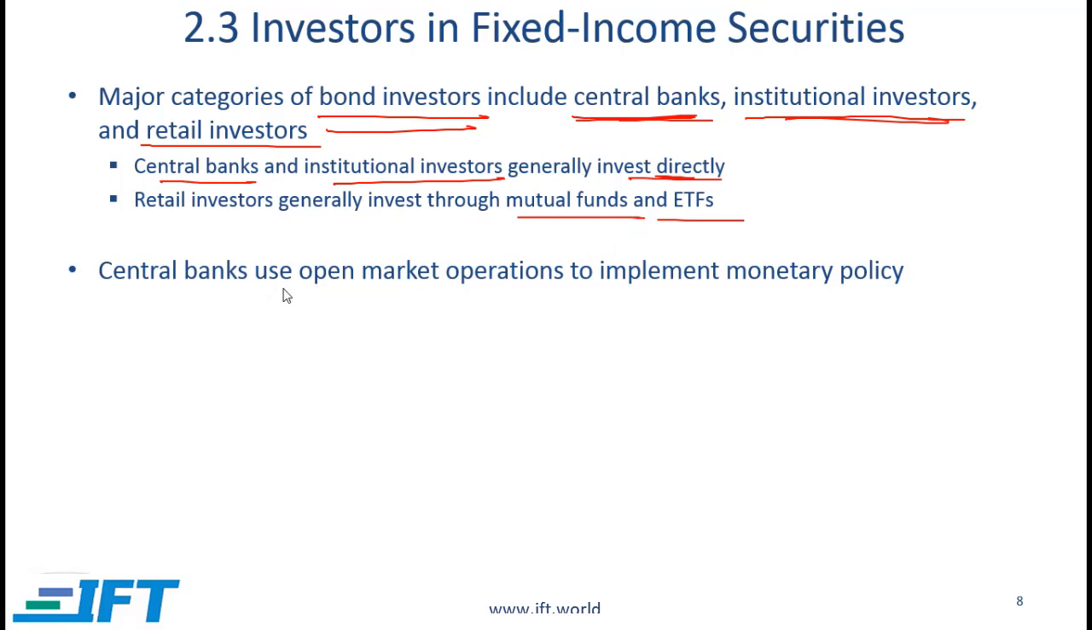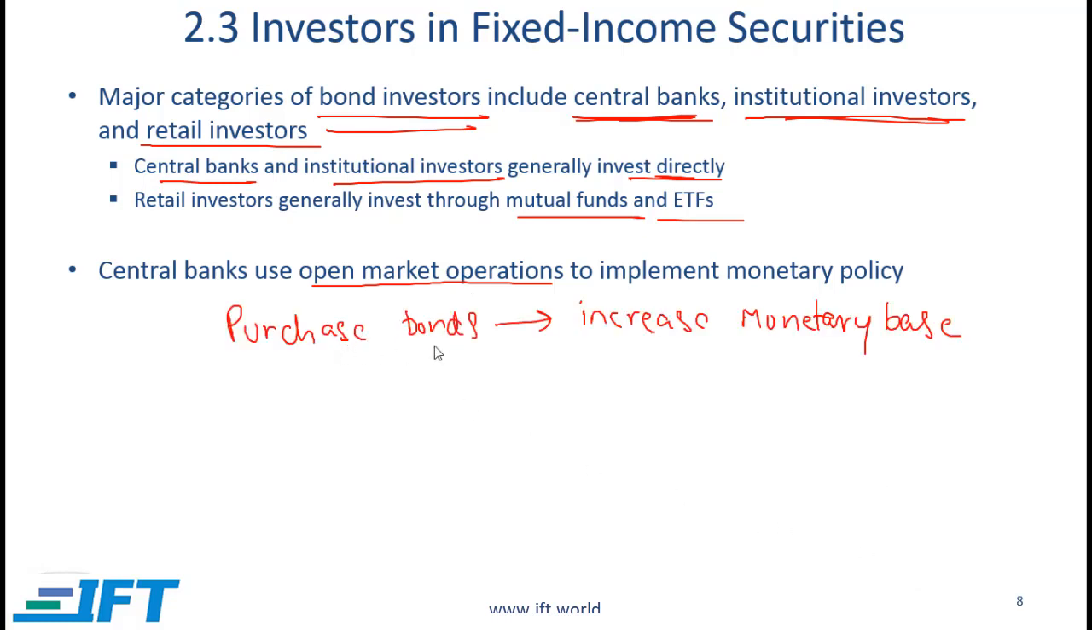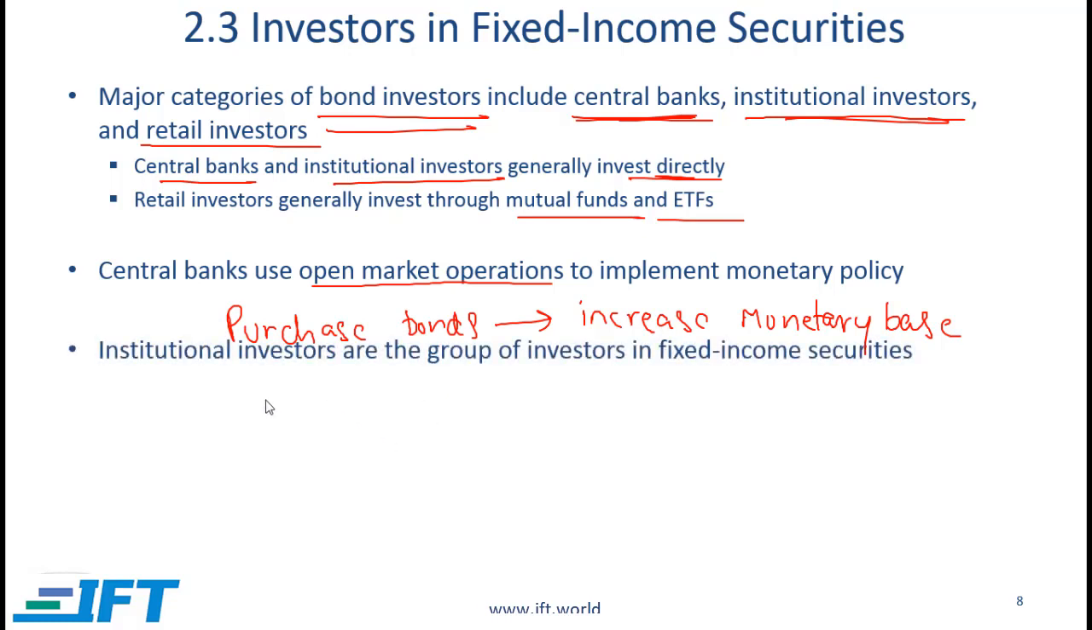Central banks use open market operations to implement monetary policy, and we've seen this in detail in economics, where central banks purchase bonds to increase the monetary base, and here we are talking about the bonds in a given country, so the domestic bonds. Or the central bank could sell bonds and reduce the monetary base. Institutional investors are the largest group of investors in fixed income securities. And institutional investors would be pension funds, for example, or sovereign funds.